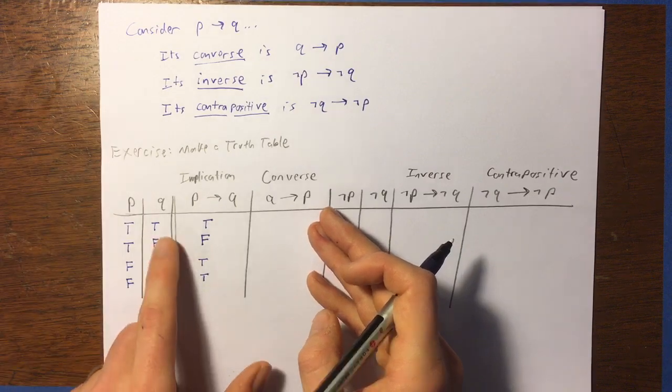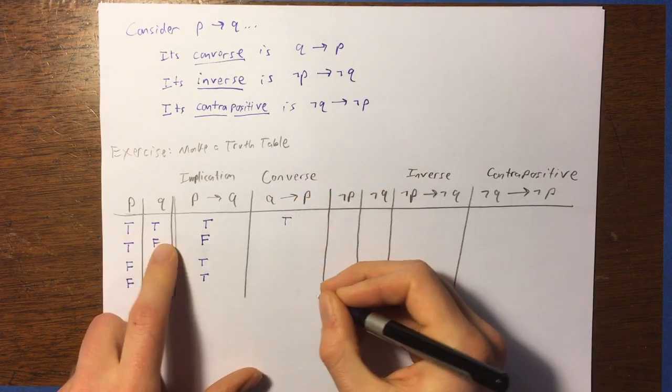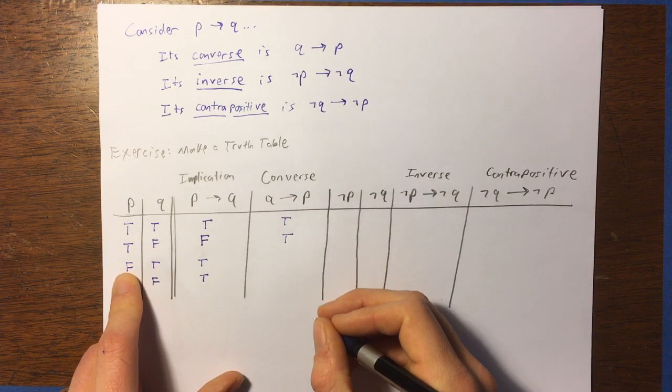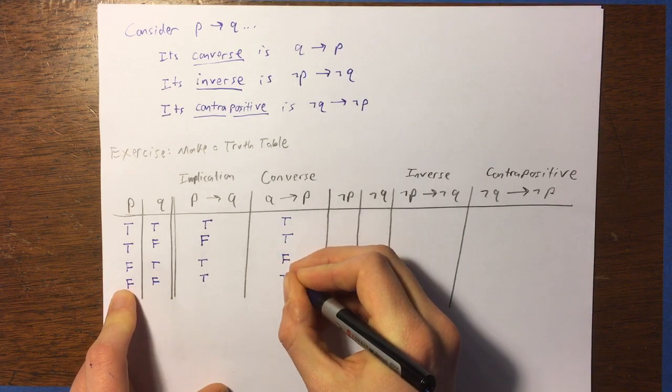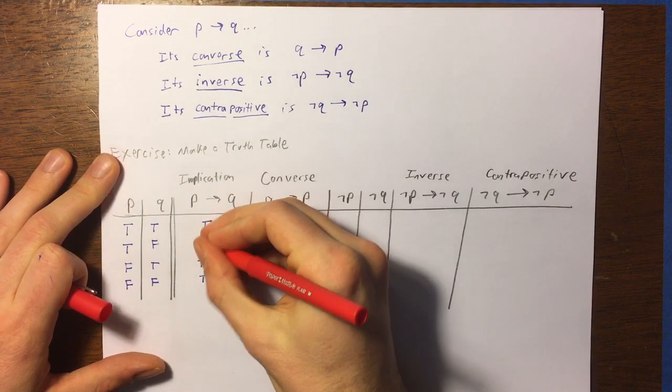So now converse, we've got to think about the arrow going the other direction. So true implies true is true. False implies true is going to be vacuously true. True implies false is going to be false, and then false implies false is also vacuously true. So there we go. Let's highlight where the falses are with red.